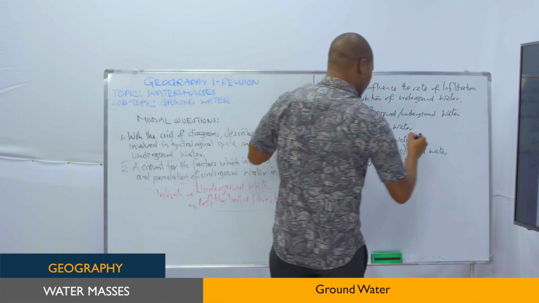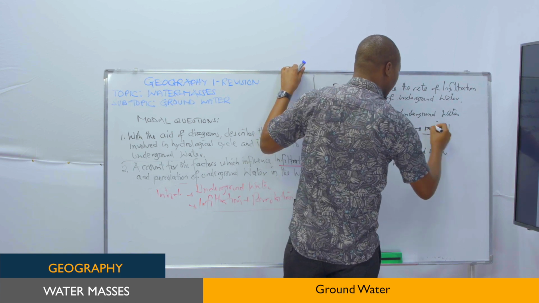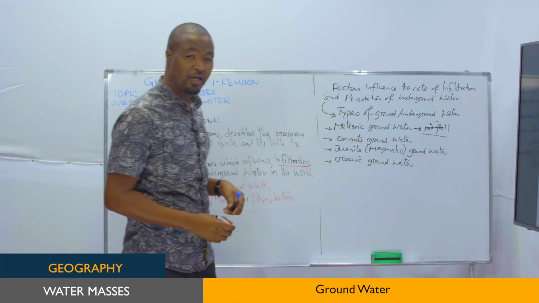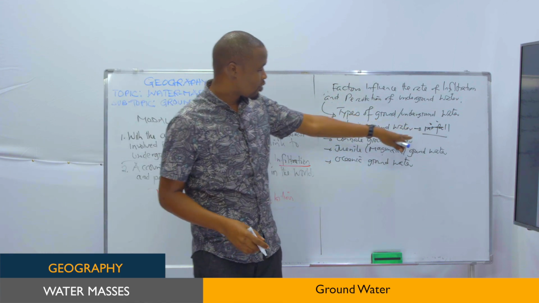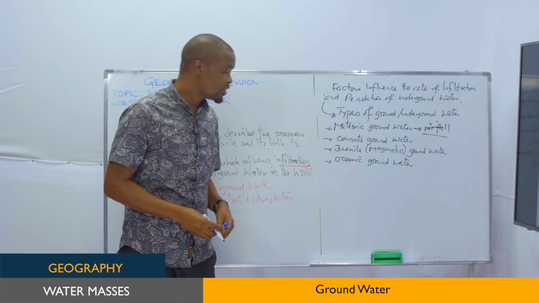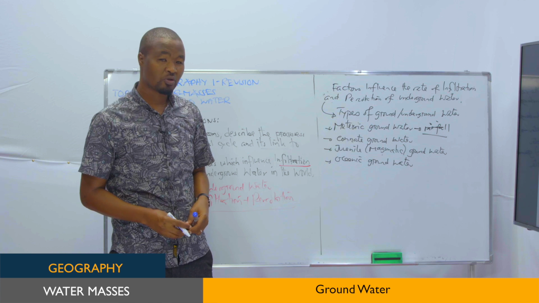It means the meteoric is derived or originated from what? From rainfall. So it depends on the amount of rainfall of a given area. If the area is comprised of high rainfall in terms of its climatic condition, it means we expect a high amount of groundwater.